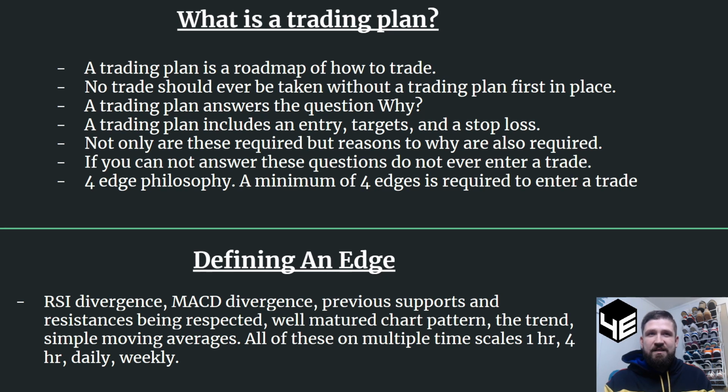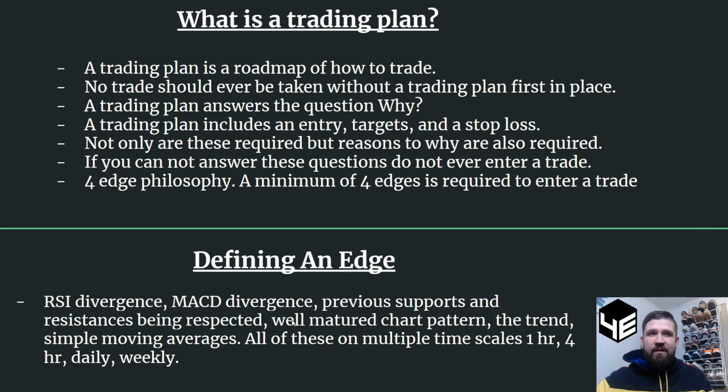So my 4-edge philosophy, that basically means that a minimum of 4 edges are required to enter a trade. So what exactly is an edge? When you go to a casino, the casino always has the edge. And our goal as a trader is to trade like a casino and trade with an edge. A minimum of 4 edges to be precise. So now I'm going to define an edge.